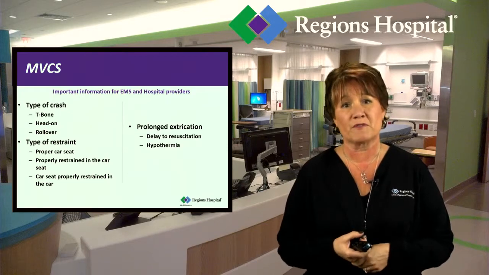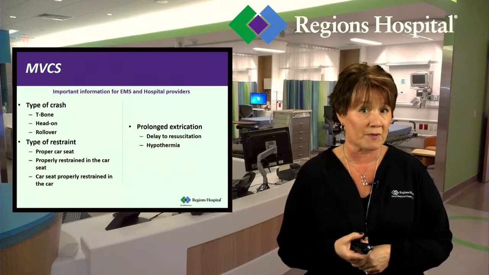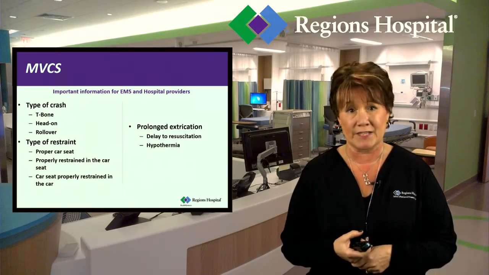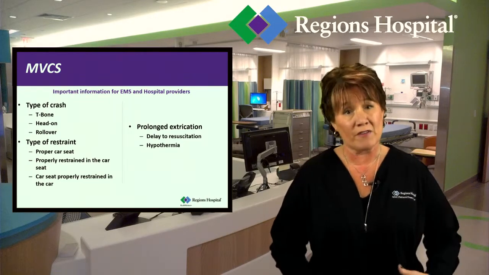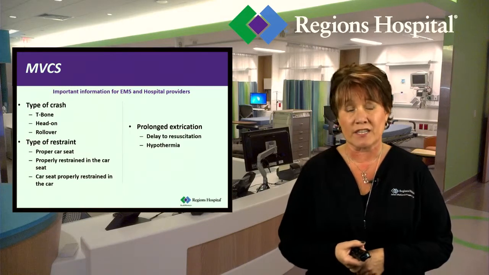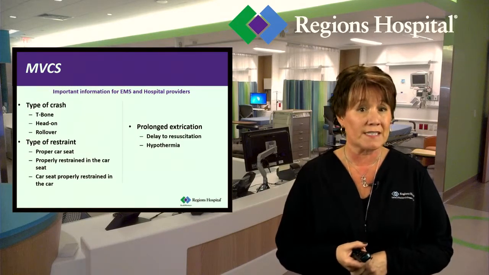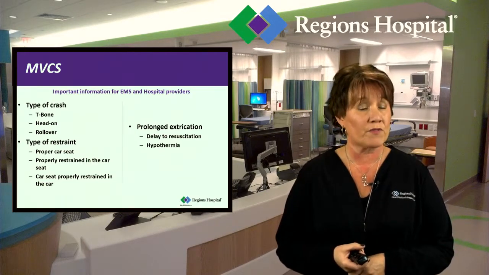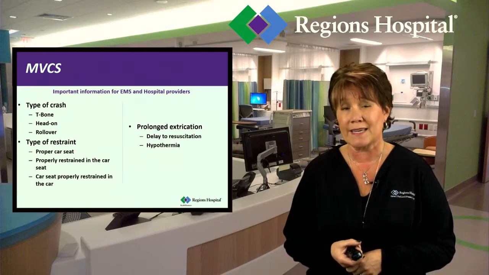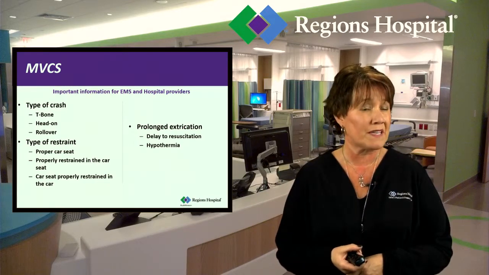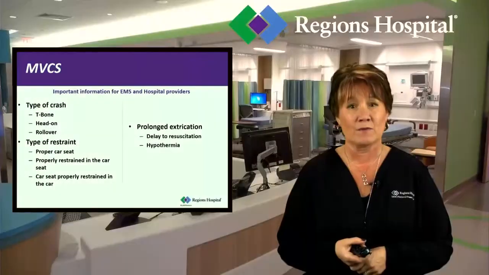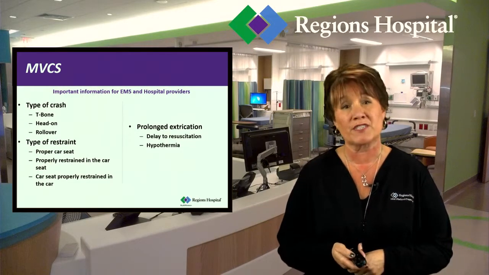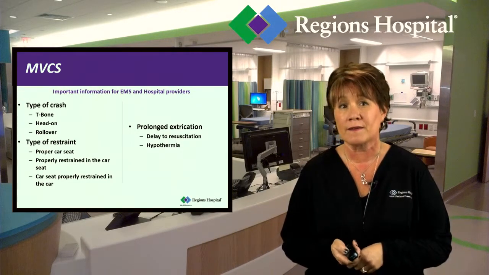Let's start with MVCs. Very important information for EMS providers to provide to hospitals is the type of crash. A T-bone crash, we see devastating head injuries, rib fractures, and pelvic injuries. On a head-on collision, we can see restraint-related injuries in children that are not restrained properly. And in rollovers, if the car seat is not restrained properly into the car, that car seat can be ejected out of the car. Was there prolonged extrication? Did this delay resuscitation, or is your person going to come in hypothermic?